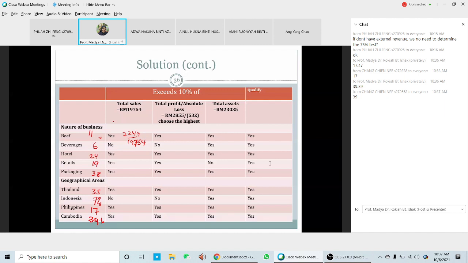Okay, so if you look at here, just calculate for total sales. For this one, the 11 that you have here is fulfilled, yes, and then beverage not fulfilled. Hotel only for this one, beverage, and then this one for Indonesia, no. So you have to calculate for this one, for Indonesia. Is it no for this one? Can you check for this one?